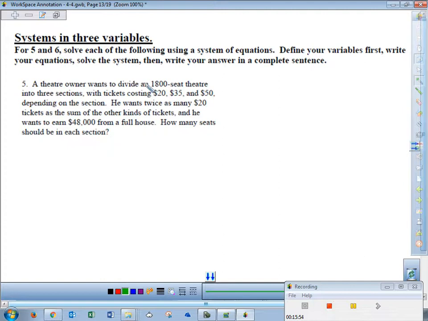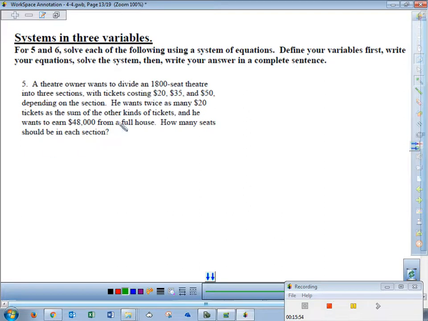A theater owner wants to divide an 1,800-seat theater into 3 sections with tickets that cost $20, $35, and $50, depending on the section you sit in. He wants twice as many $20 tickets as the sum of the other kinds of tickets, and he wants to earn $48,000 from a full house. All good. I've just read the whole problem. Now here's the question. How many seats should be in each section?